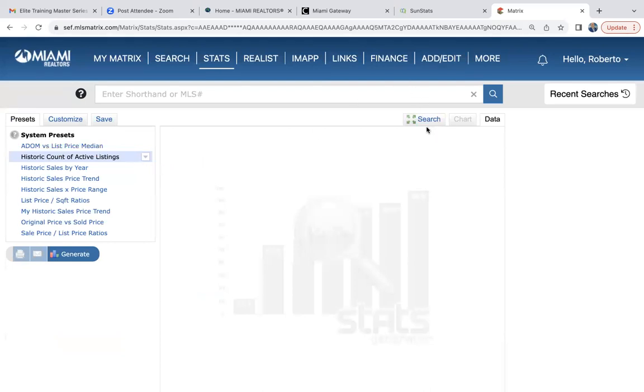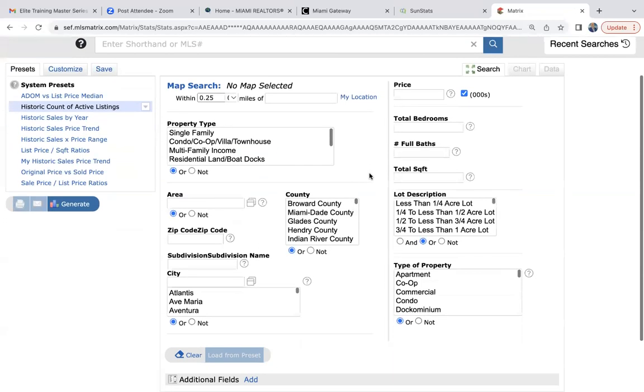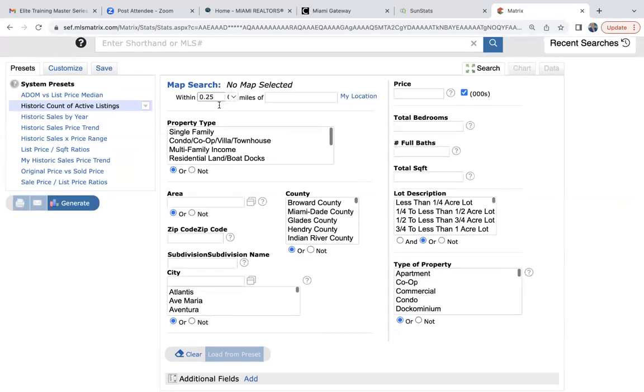Now, if you go back to search over here, all right, this will allow you to just change things around. And let's say we wanted to do single family home in Broward. All right, and then generate. How's the Broward market doing for active inventory?